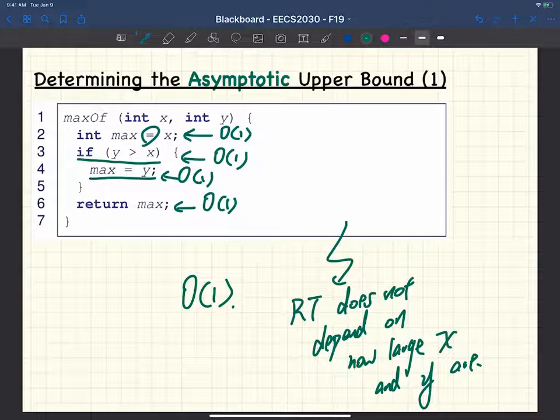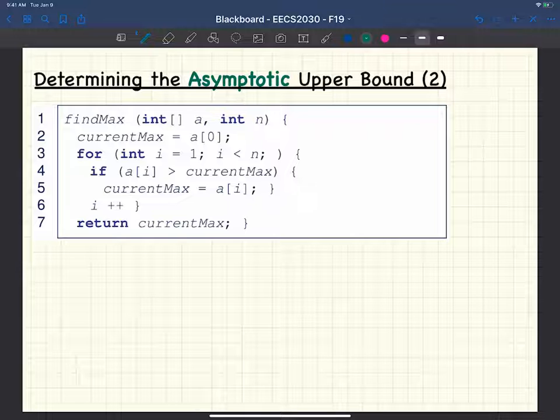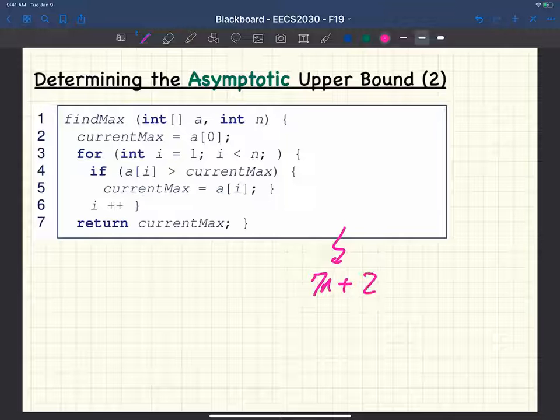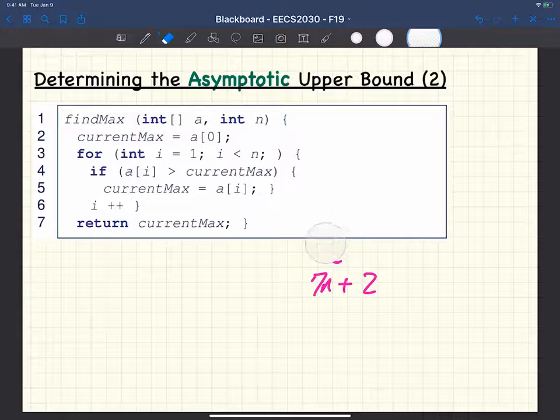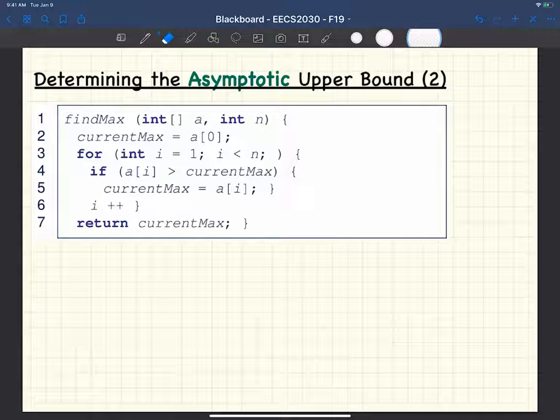Okay, second one. How about this one here? That looks familiar, doesn't it? That's something we did last time. Last time we tried to calculate the precise number of primitive operations. Maybe it was 7n plus 2 or something like that; you can look it up. Let's say this is the first time you're seeing this. Without calculating the precise number of primitive operations, how do we tell?